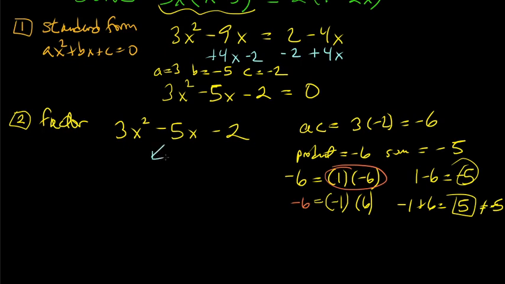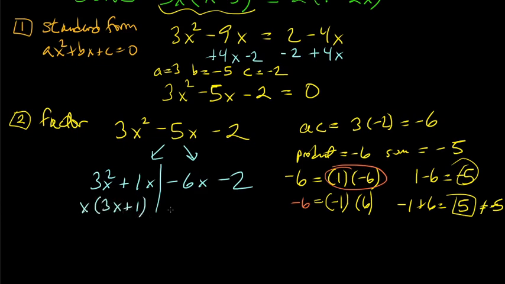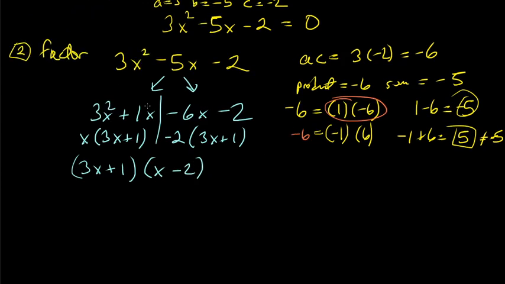So yeah, the next step is to split up the -5x as +1x minus 6x. And then factor by grouping. So you factor out the x, and you get 3x plus 1. On the right, you factor out a -2, and you get 3x plus 1. So factor out the 3x plus 1, which multiplies x minus 2. Okay, so we're done factoring, right? So only one more step.